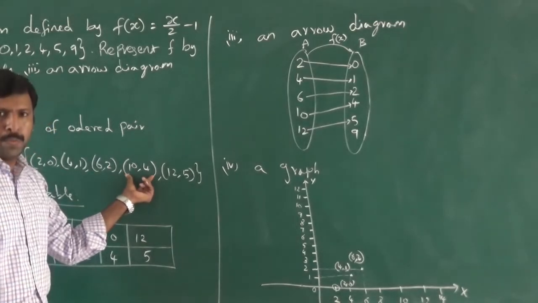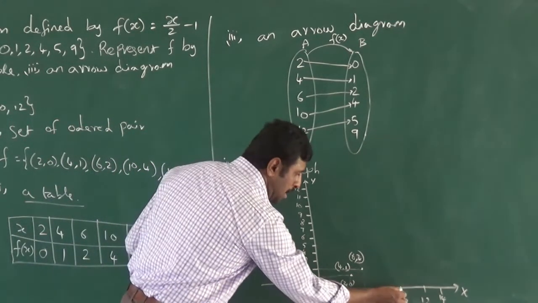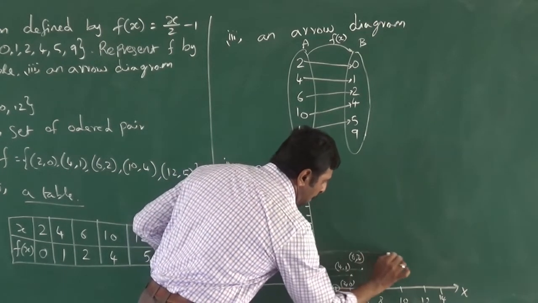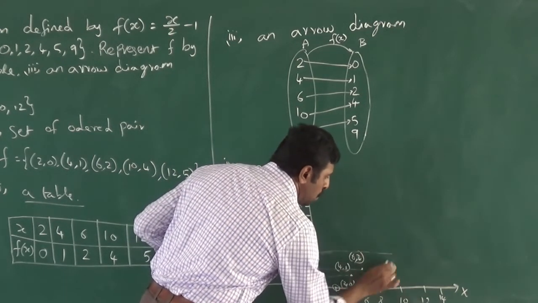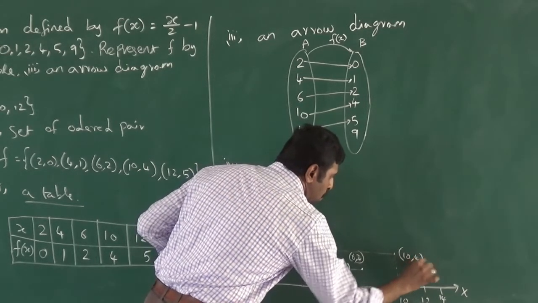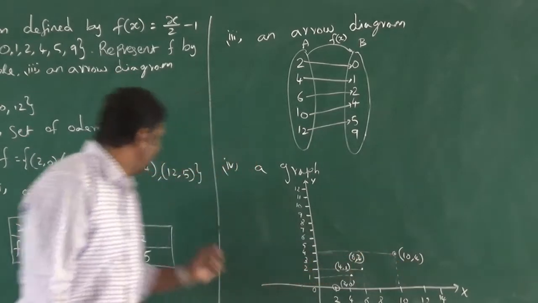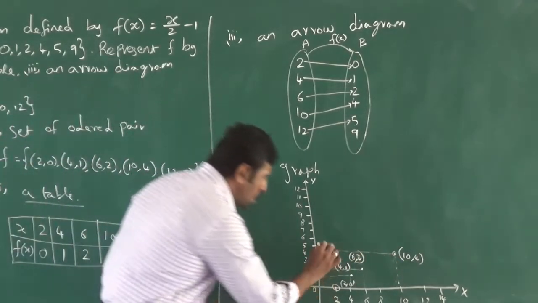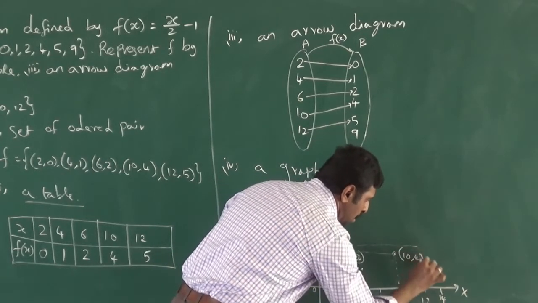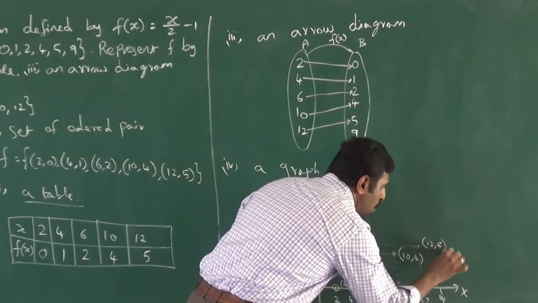Then 10, 4. X value is 10 and the function value is 4. That is the y value, right? X value is 10, y-axis 4 means this is the point. So it is the point 10, 4. That is the location of 10, 4. And then 12, 5. So this is y-axis 5, x-axis 12. Then this is the location of 12, 5.